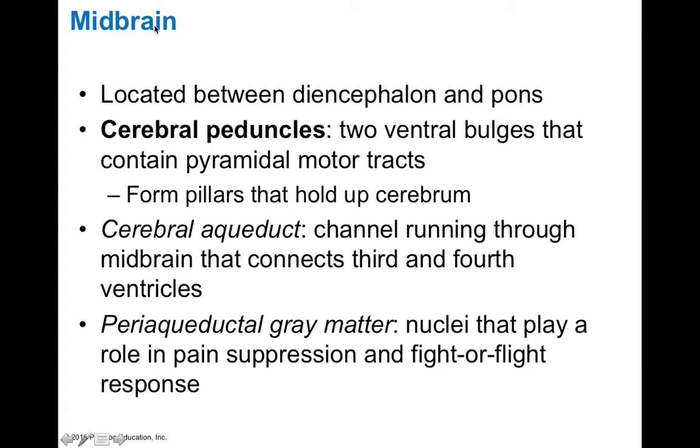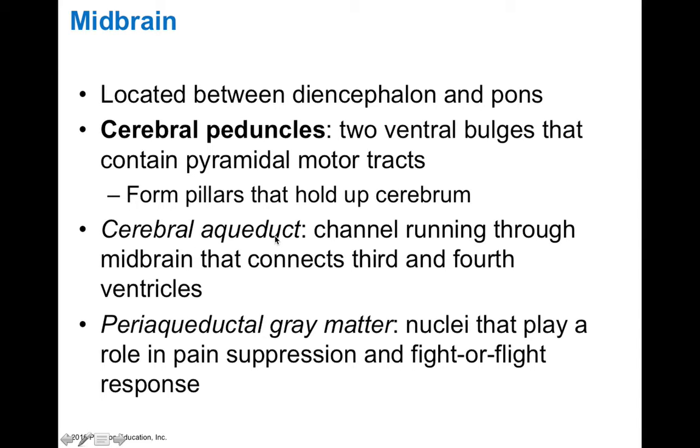Now, the superiormost portion of the midbrain contains your cerebral peduncles, which are these ventral or anterior bulges that contain the pyramidal motor tracts. If y'all remember, the primary motor cortex had pyramidal cells with axons that extended downward towards the brainstem and spinal cord because they contained information in axons that's for conscious motor movement. And it forms these pillars that kind of hold up the cerebrum. In fact, peduncle kind of means little foot.